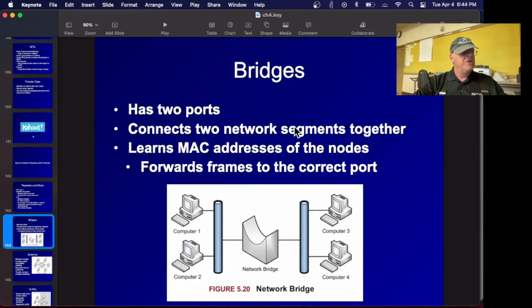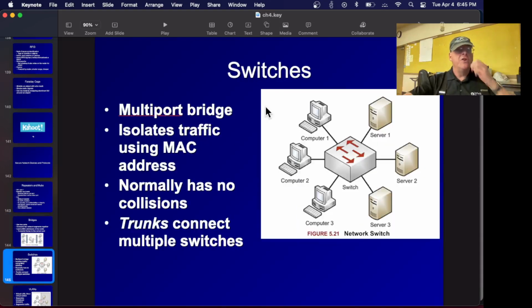So bridges had 2 ports. So you connect one network to another with a bridge, and the bridge has memory, so it memorizes the MAC addresses at these endpoints, and when it gets a frame, it decides whether it's on this side or that side, and it doesn't send it to the wrong side. And switches are just multi-port bridges.